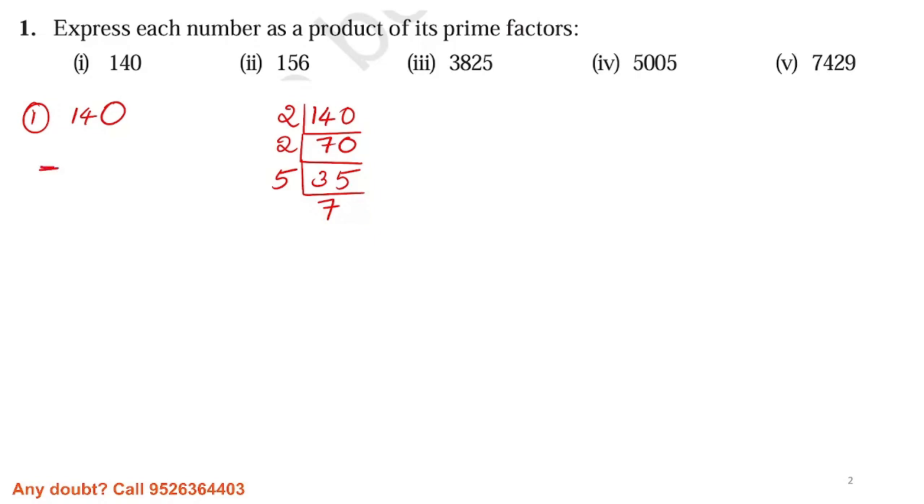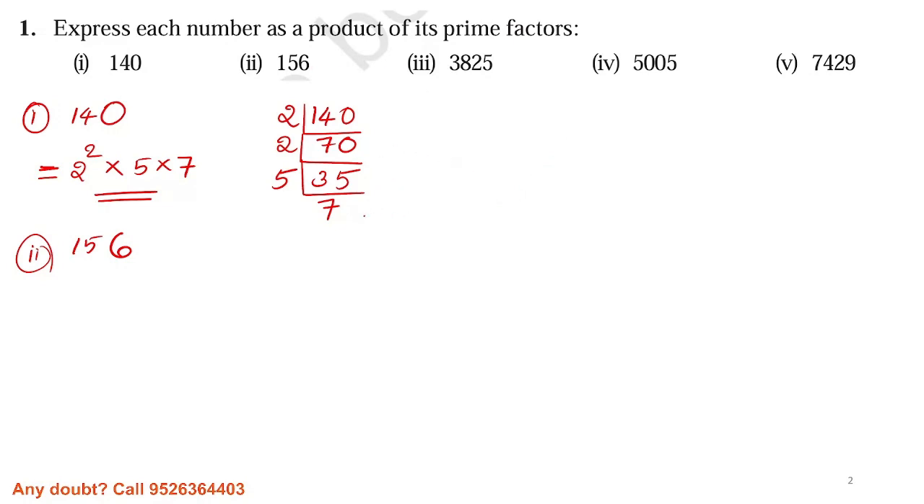So 140 is equal to 2 into 2, 2 square, into 5 into 7. This is the answer. So every composite number can be expressed as a product of prime numbers. Okay?